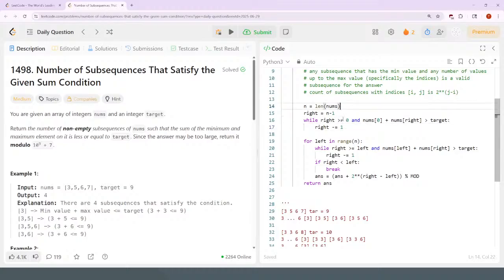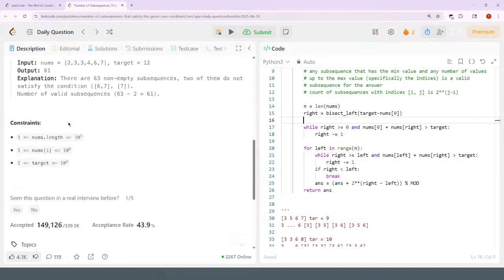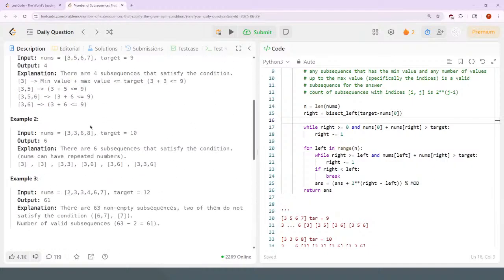Okay, so I say right is going to be bisect left of target minus the low value, nums of 0. This is always going to work. So let's think about what if the numbers are too big. What would happen? If numbers are too big, then it's not possible, so you would insert, then the right would be before the left index. The right index would be at least 0. Okay, yeah.